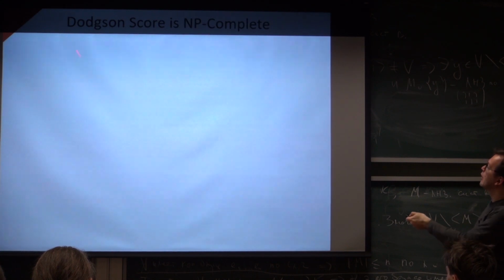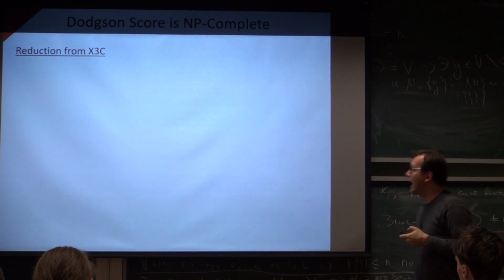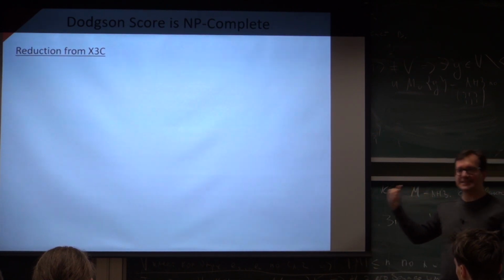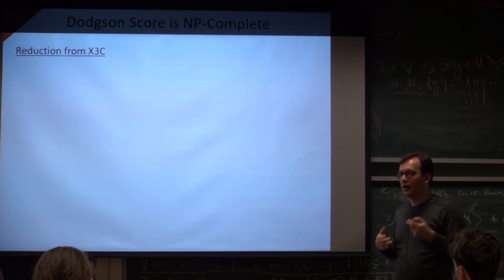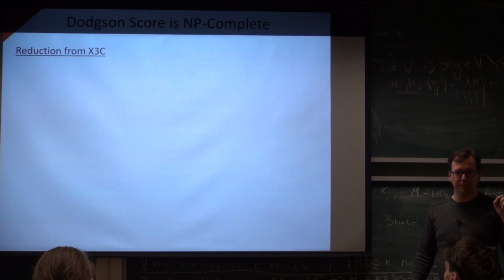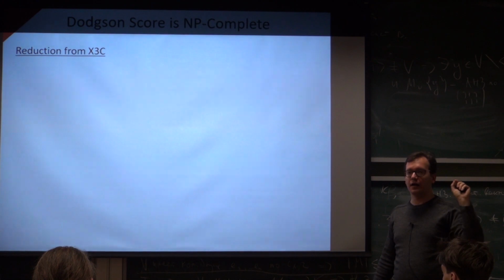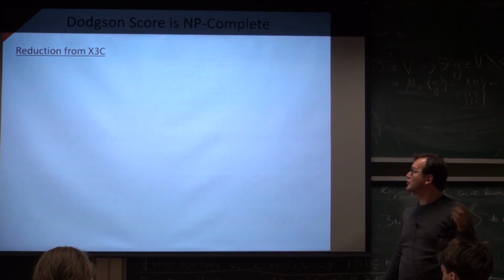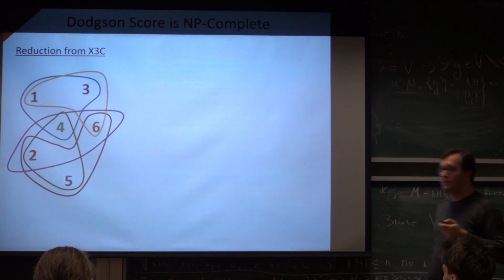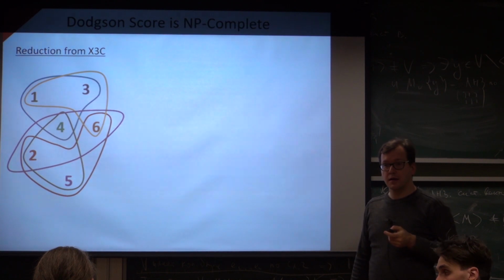Now, Dodgson's score is NP-complete. We will do a reduction from a problem called X3C, which is essentially the set cover problem we have already seen before. The only difference compared to the set cover problem is that every set contains exactly 3 elements, which in fact happens to be exactly the instance that I showed you before. So the way a reduction works, yeah? Could you please explain the problem again, the set? Okay, sure.